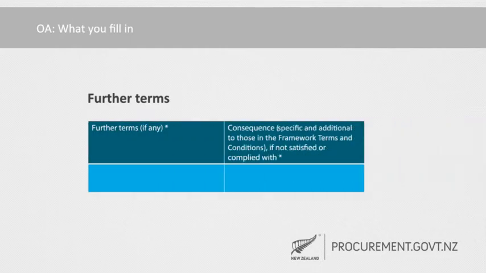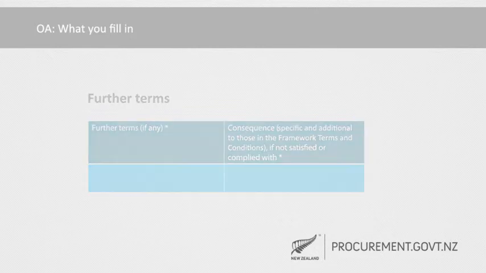This table is used to agree any further terms and conditions that the agency and provider have discussed and agreed are necessary to address a matter that is both novel and specific to the provider or services, and which, for clearly identified reasons, is not otherwise adequately or appropriately provided for in the framework terms and conditions.